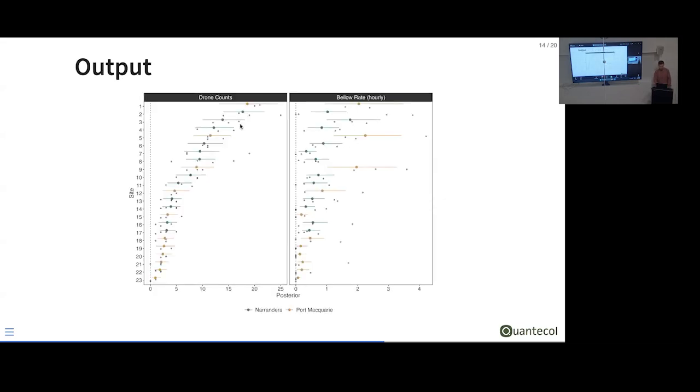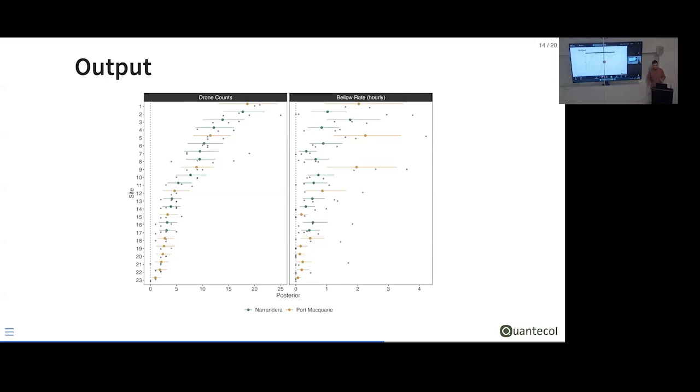So one of the outputs here, we had 23 sites. The black points, I realize it's a little small, but the black points are observed drone counts on the left. And then the point intervals are site level estimates of the average drone count at these sites.